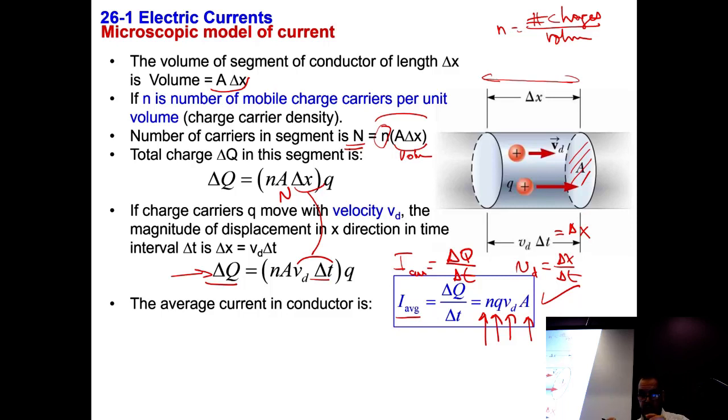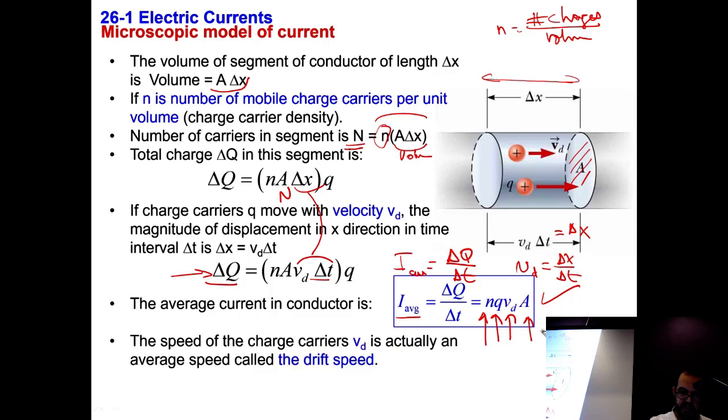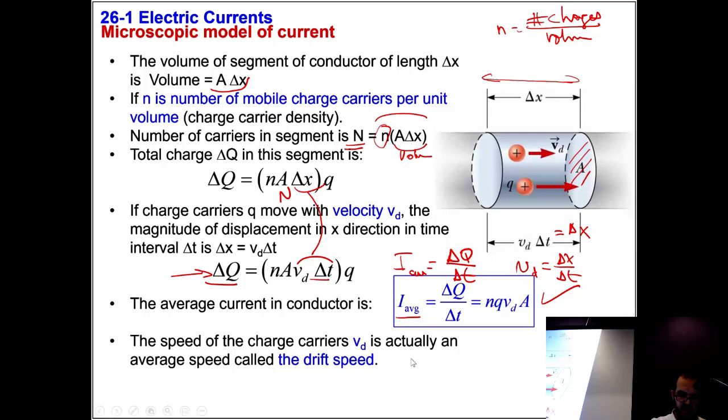Now we are going into the microscopic picture, trying to determine the relationship between the drift velocity of the free charges and the average current. So this is a new equation, and it's an important equation you should memorize. The speed of the charge carrier Vd is actually an average speed. It's called the average drift velocity or the drift speed.